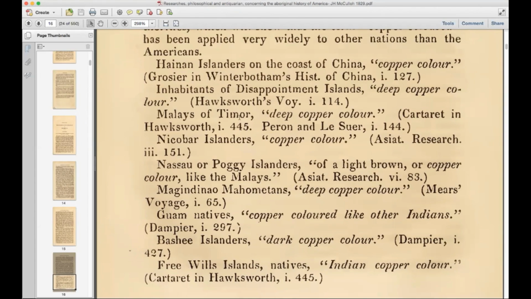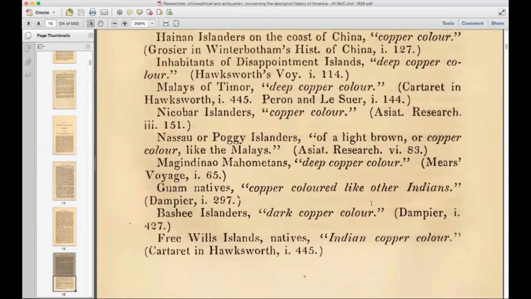It says, Malays of Timor, deep copper color, the Malays. Nicobar Islanders, copper color. Asiatic Research, Volume 3. It says, Nassau or Pagi Islanders of light brown or copper color, like the Malays. All right, so he goes on. He's basically making a point.